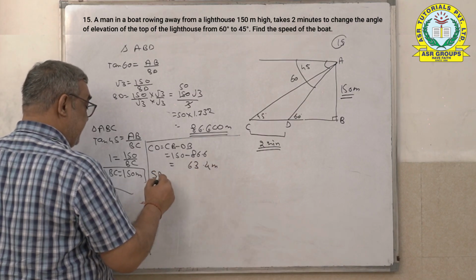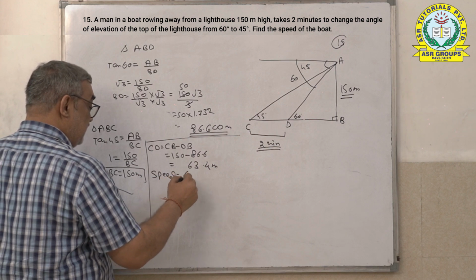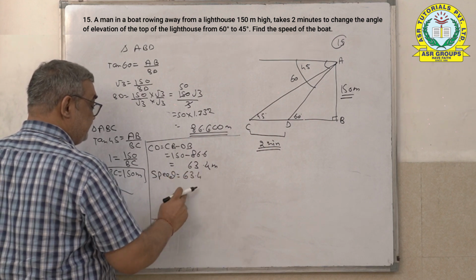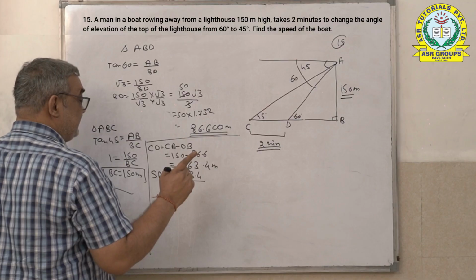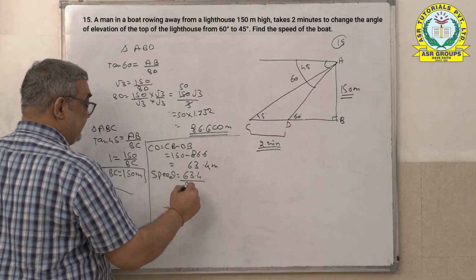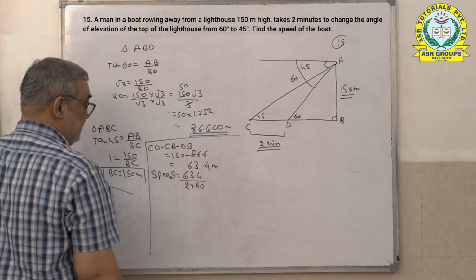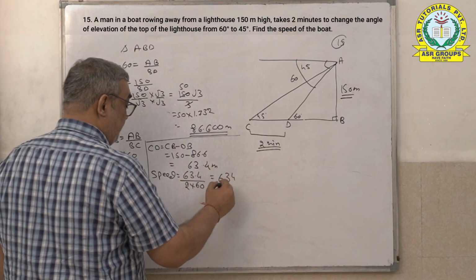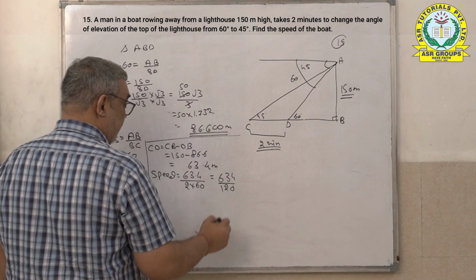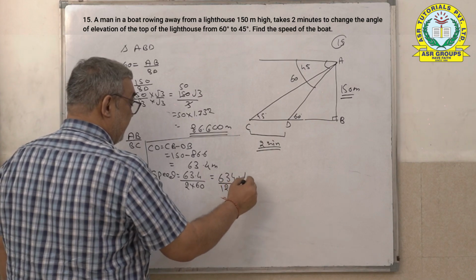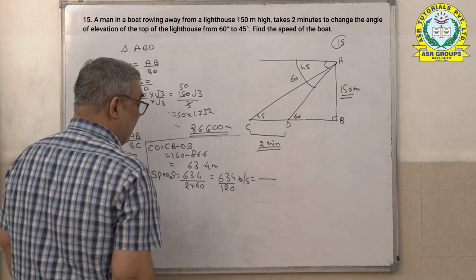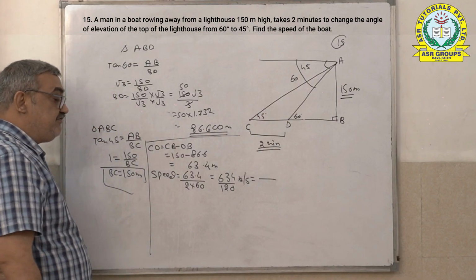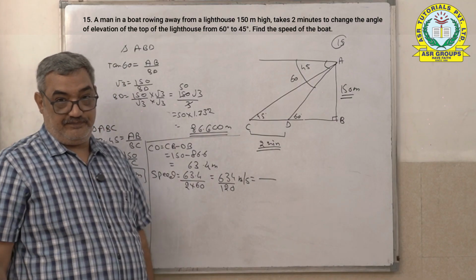I can find speed. Distance upon time. Time is in minute, I'll convert into second. So 634 upon 120 meter per second. Further you can calculate if you need, or you can leave it here also.